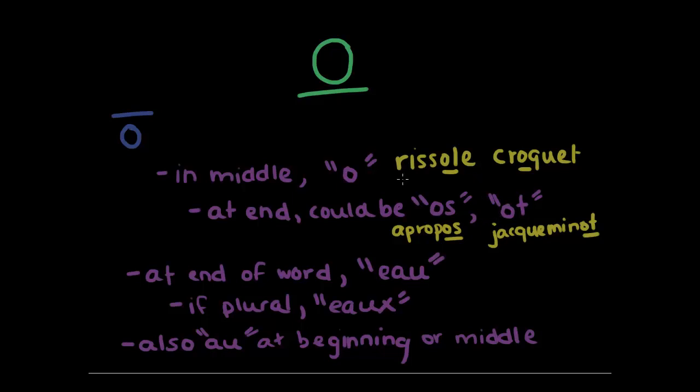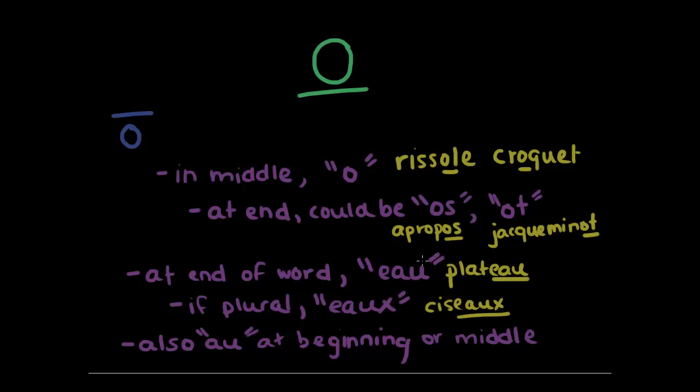If it's not an O at all, it can be EAU, and we've covered some words. Plateau is another one, plateau. Bureau, I think I said. Definitely jambeau. I'm just going to say with plateau here. If plural, EAUX, that's also a thing. Ciseaux is an example I can think of within EAUX. Ciseaux.